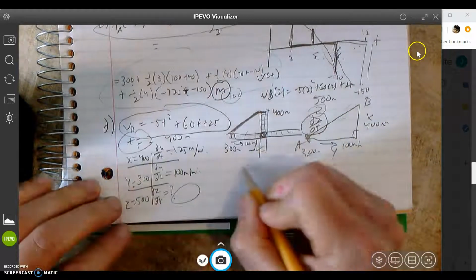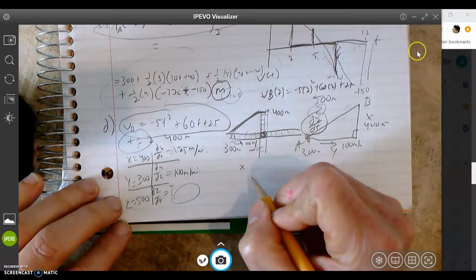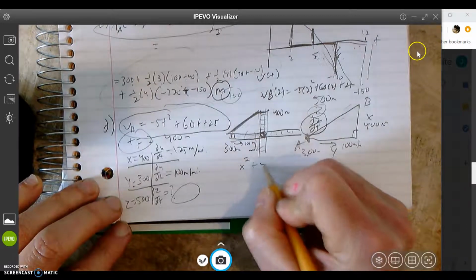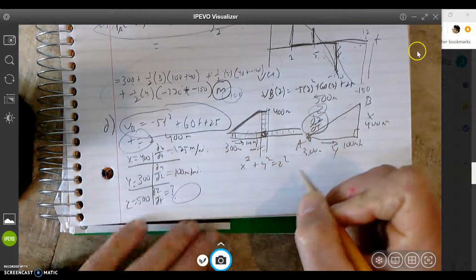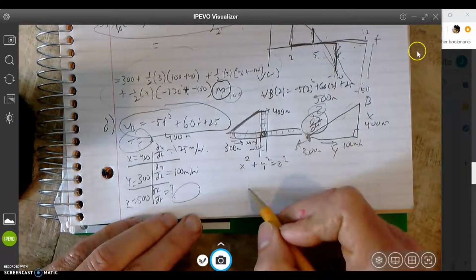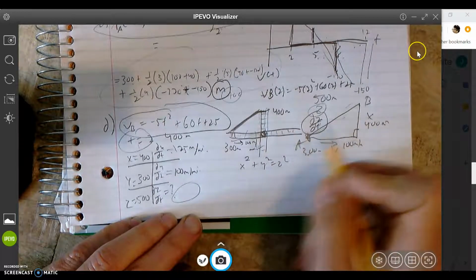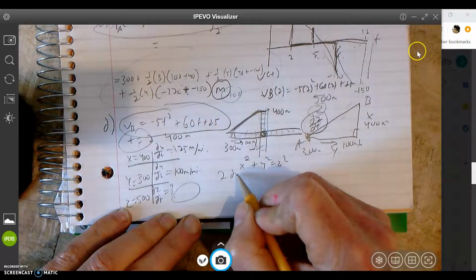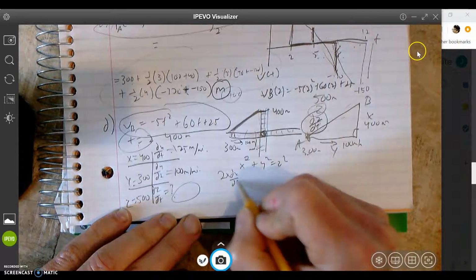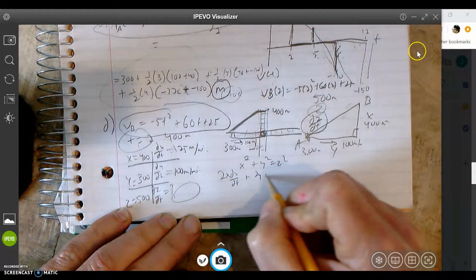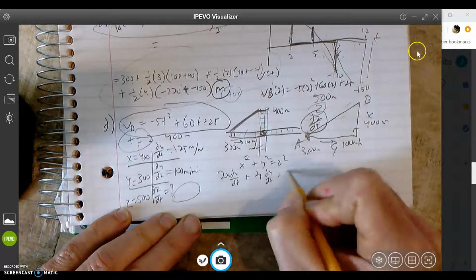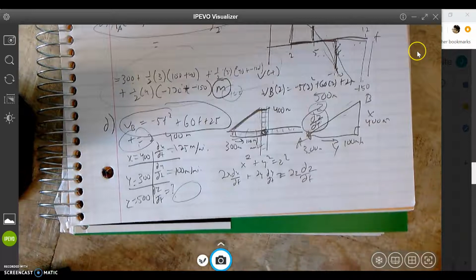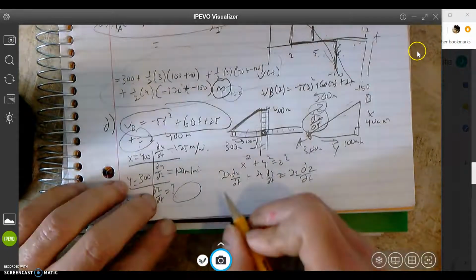Okay, so we need this. So what is the actual equation I'm using? It's the Pythagorean theorem, right? X squared plus Y squared equals Z squared. Now I have to differentiate this, because this is the base of the equation right here. So it's 2x dx/dt plus 2y dy/dt equals 2z dz/dt. Bam. All right, now we just plug and chug.